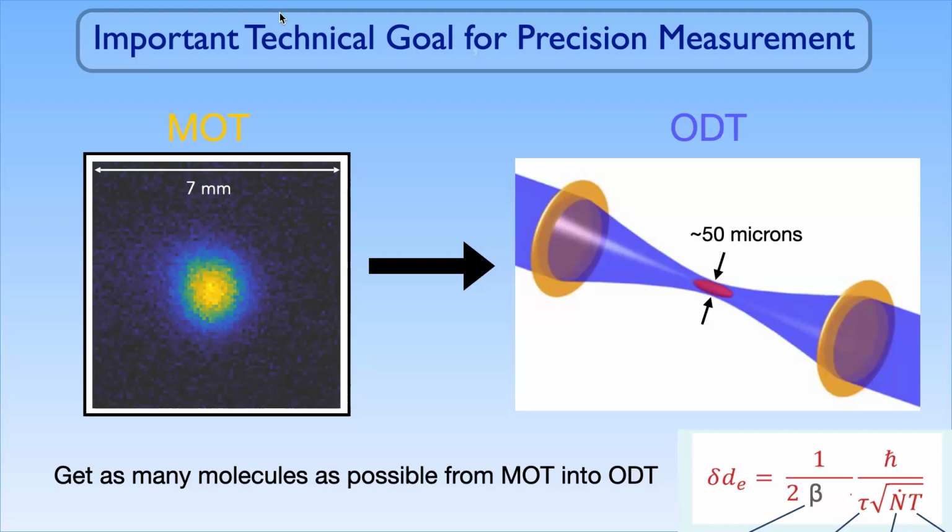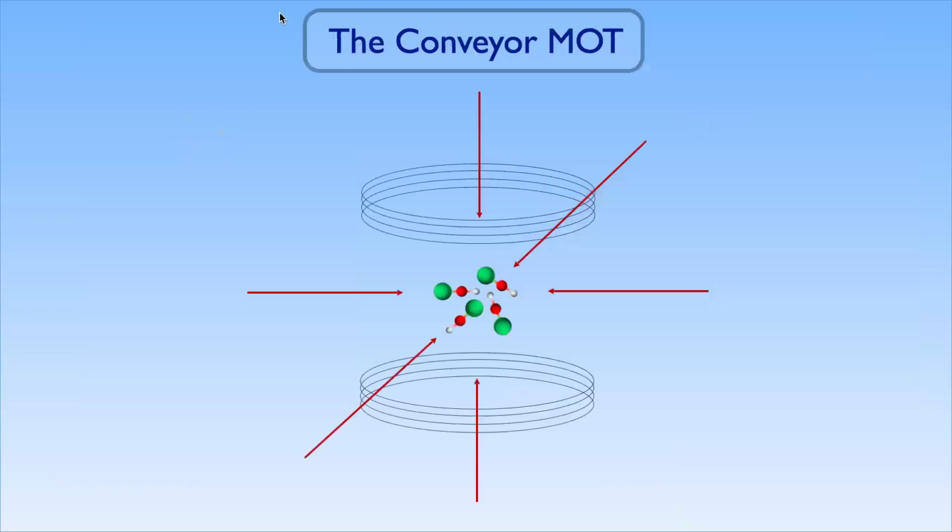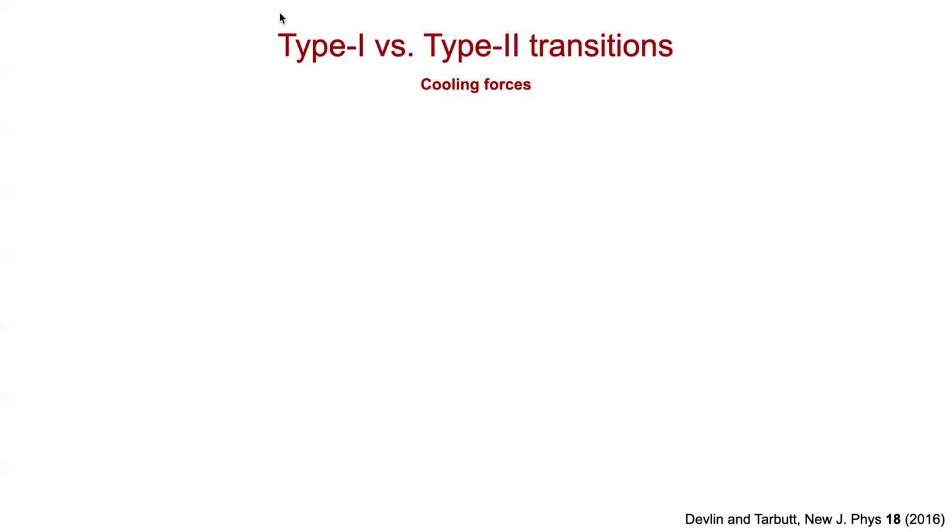We want the efficiency going from here to here to be 1. We want it to be unity. That's what would be ideal. And so I want to tell you about the conveyor MOT. This was discovered through simulation in my group, and then we did the experiment.